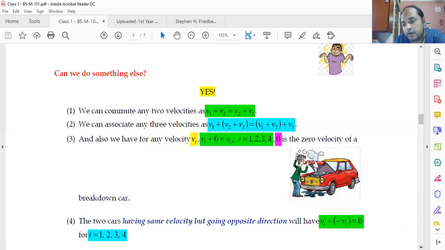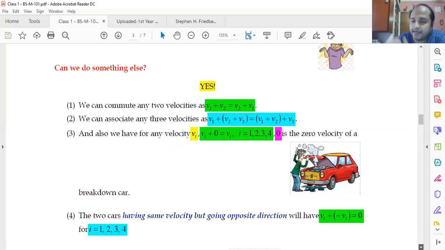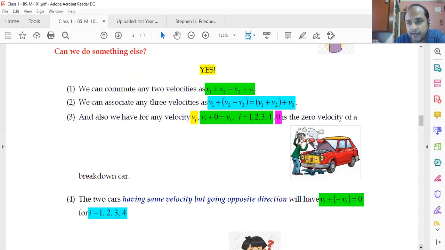And if your car is moving in that direction and another car is moving in this direction with equal velocity, then I can say that your velocity is the negative of that velocity. So for each velocity, I can consider the negative velocity, so that when we add them together, I get the zero velocity. Net velocity is zero. So in this way, with respect to vector addition, I have seen that these vectors satisfy certain properties.